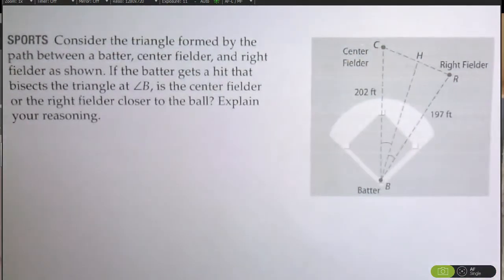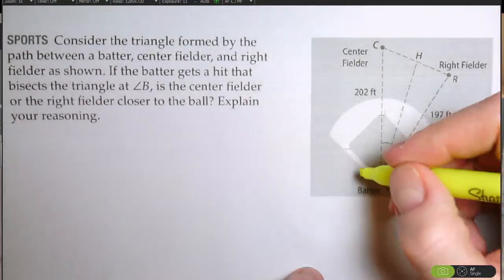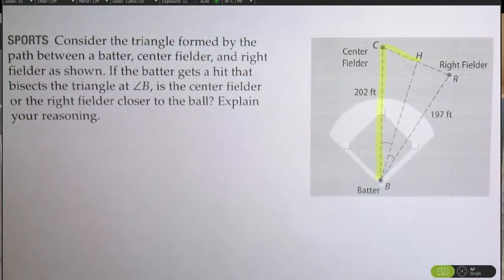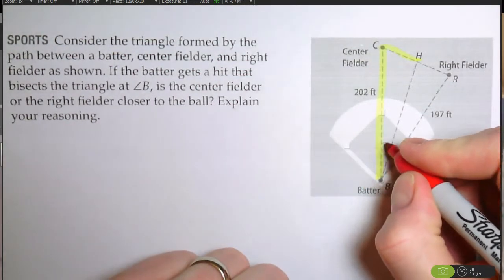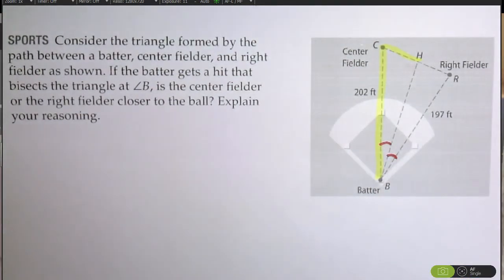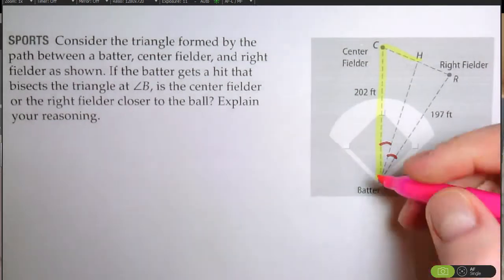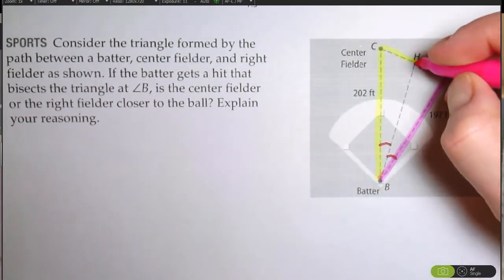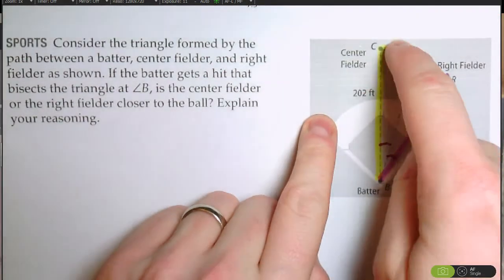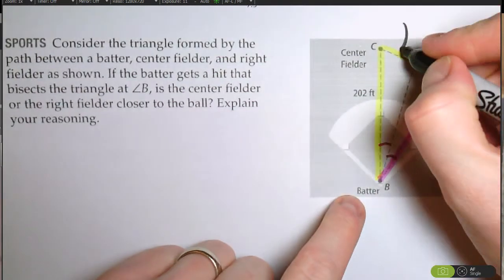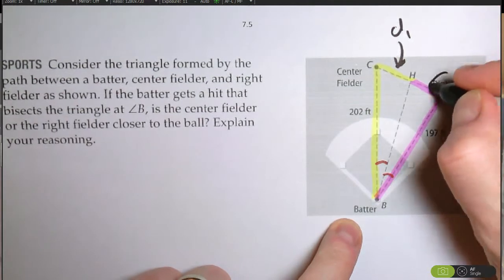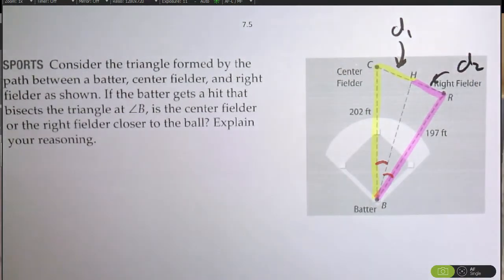Okay, now here's the big key to this. This is the angle bisector. So let me highlight that so it stands out a little better. I've got the angle bisector. So this angle here is congruent to this angle here. So angle bisector. So my proportion is going to be 202 over, let's just call it distance 1. And a little subscript for that is d1. And this is going to be then d2.